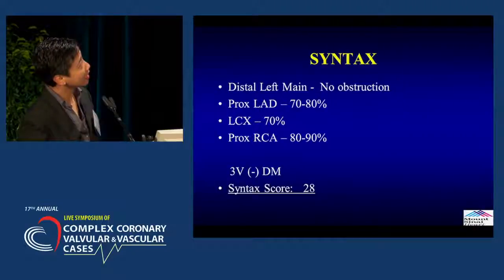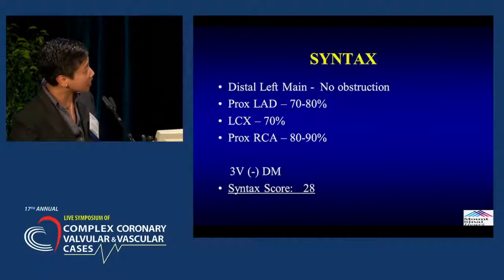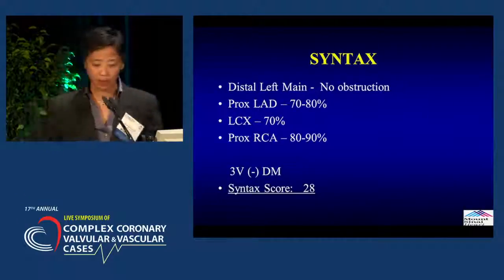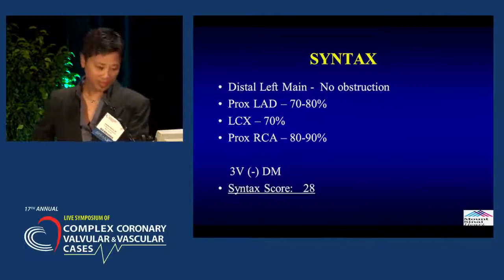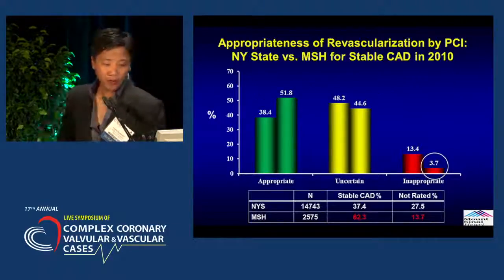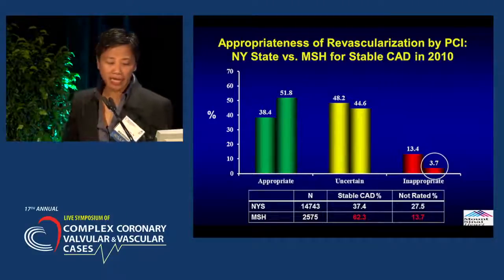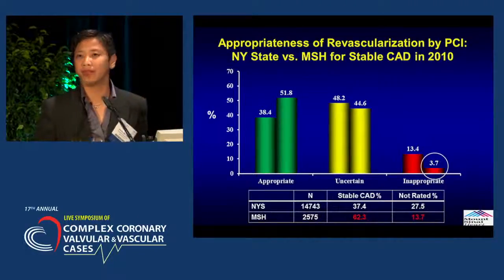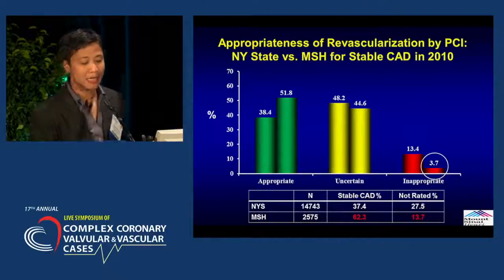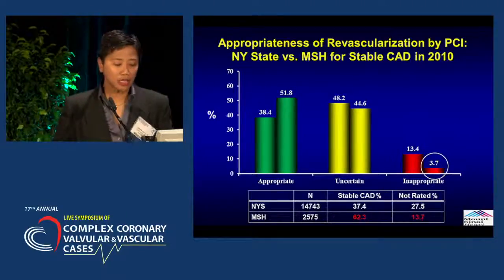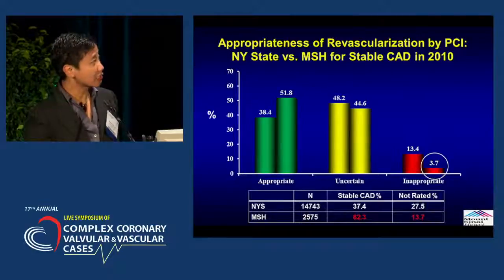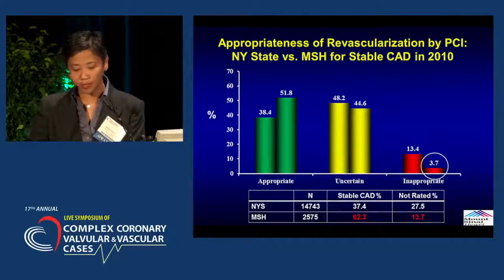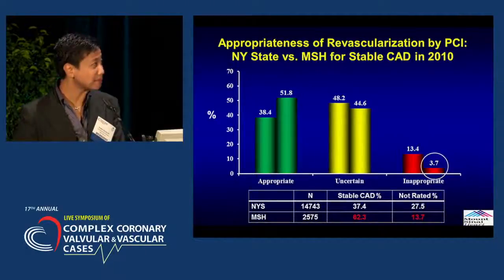Another one: LAD, circumflex, RCA, 3-vessel, no diabetes, SYNTAX score 28. Where do we send this patient? CABG, very good. So in following these guidelines, Mount Sinai has performed well for the past years. There are still some occasions wherein some have done PCIs inappropriately, but the state average is 13.4, and we have ranked 3.7% only. So we've been doing well.